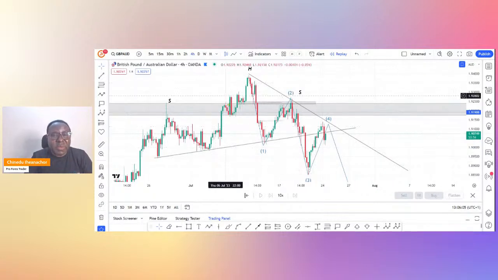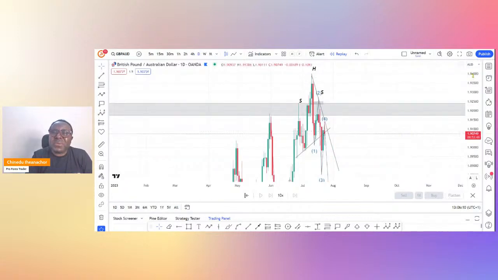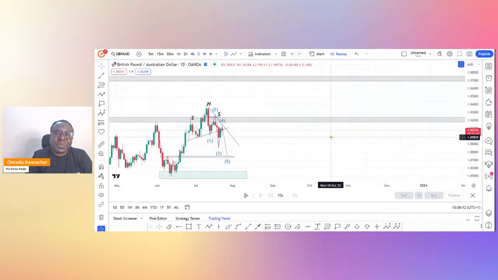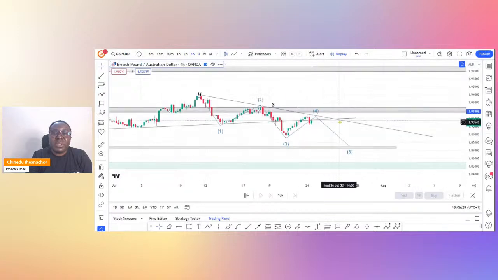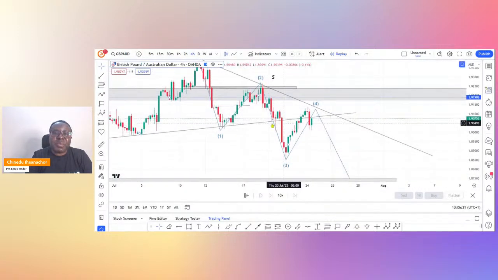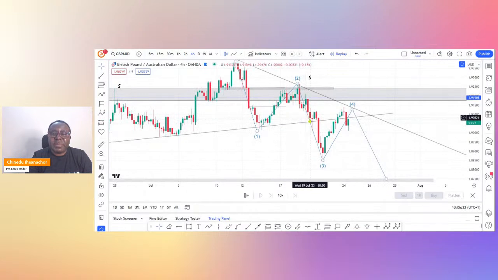But for this pair, we're observing this chart pattern, even if you look at it from the daily time frame. It's still valid here on the daily time frame. What validates this chart pattern is a break below the neckline, which is what we saw happen last week. The market broke below the neckline and came back to retest the neckline around here.